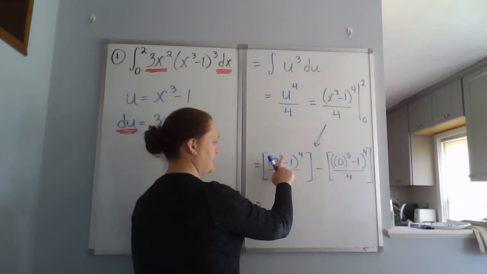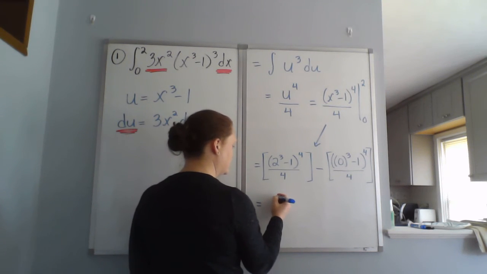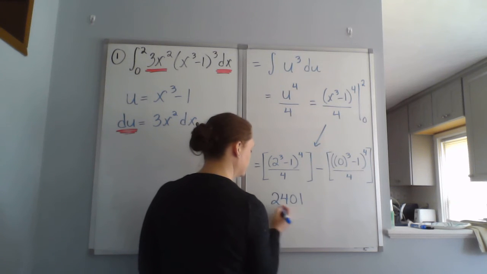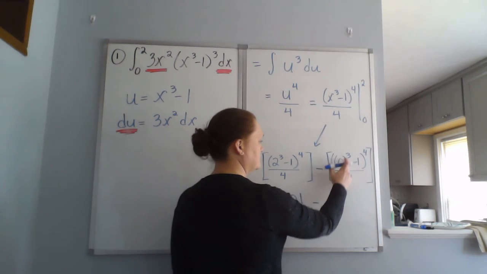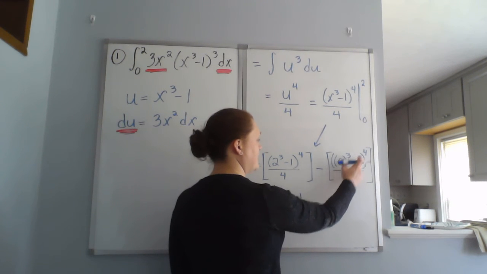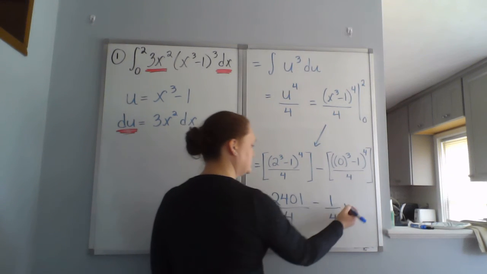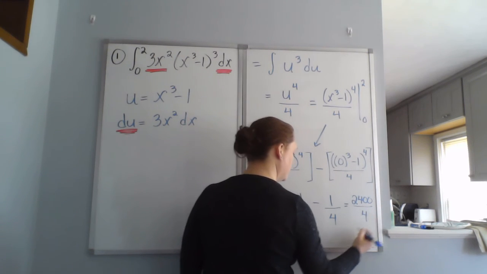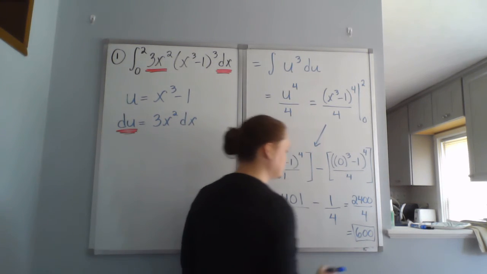Okay, so let's see. 2 to the third is 8, 8 minus 1 is 7, 7 to the fourth power is, good question, 2401 over 4. Minus 0 to the third is 0, minus 1 is negative 1, negative 1 to the fourth is 1, over 4. So this comes out to 2400 over 4, which is the same thing as 600. So the final answer is 600.